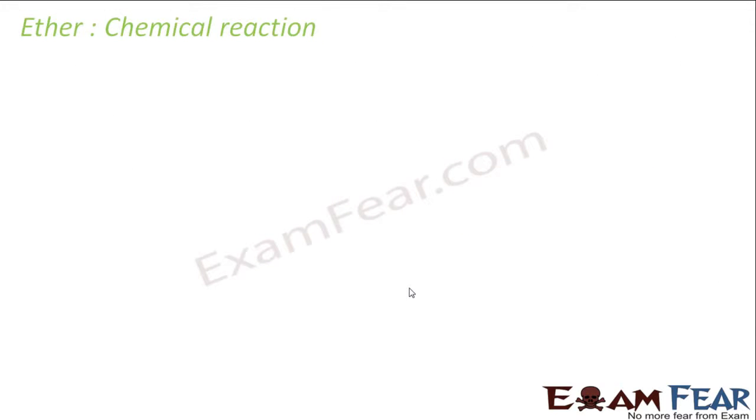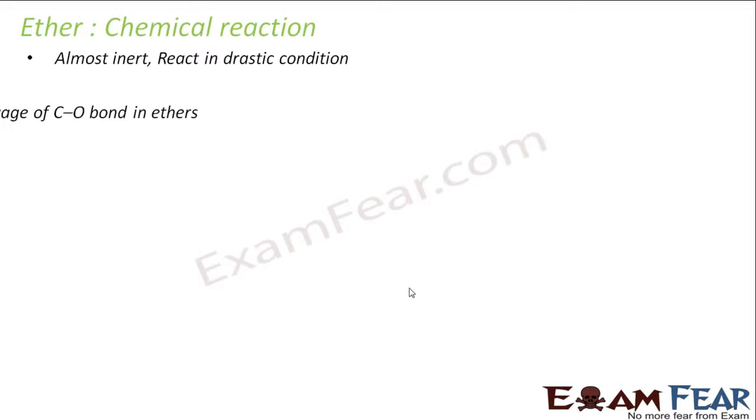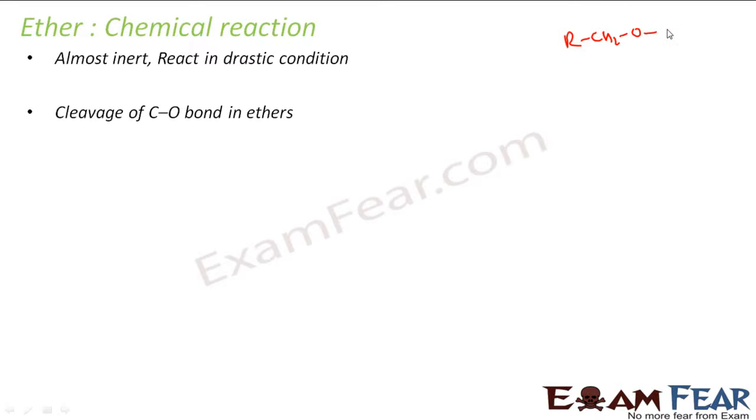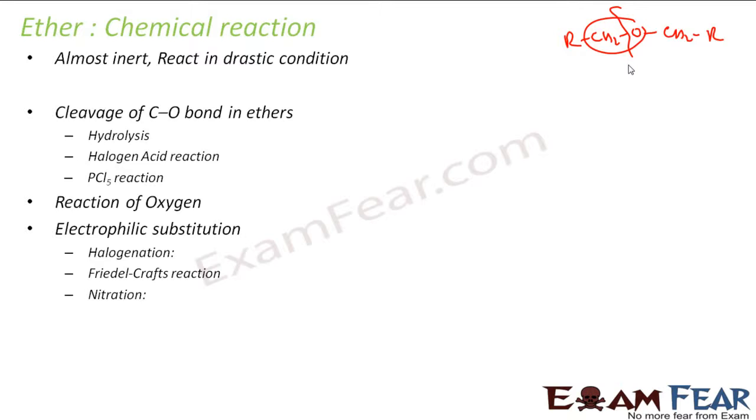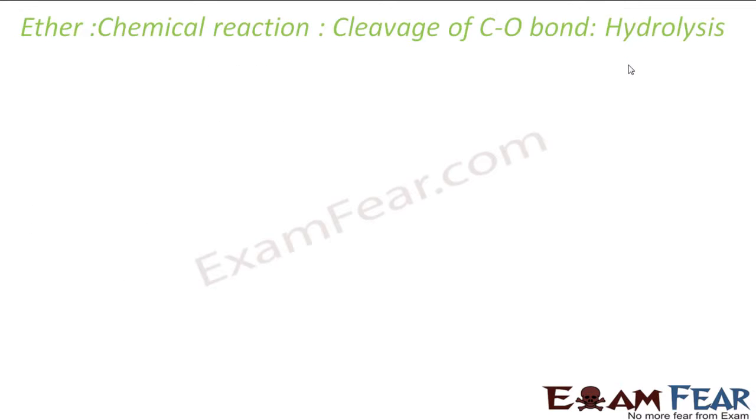Let's talk about the chemical reaction of ethers. Ethers are generally inert, but they react in drastic conditions, right? So in ethers we'll see the cleavage of the C-O bond. If you see an ether, we have something like RCH2O. So C-O bond cleavage you will see. In C-O bond cleavage, we'll see the hydrolysis, the halogen acid reaction, and the PCl5 reaction. We'll also see the reactions of oxygen. We'll see the electrophilic substitution reaction. In that case, we'll see halogenation, Friedel-Crafts reaction, and nitration. So we'll see these kinds of reactions for ether.